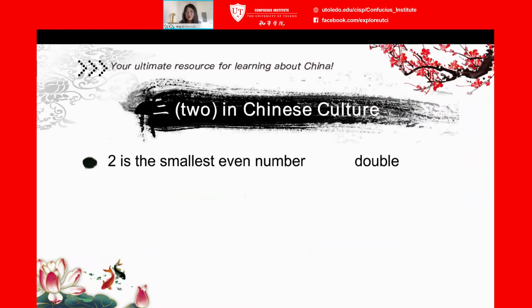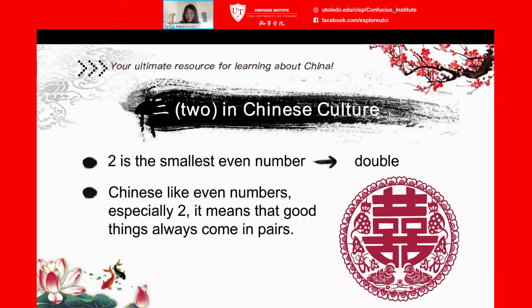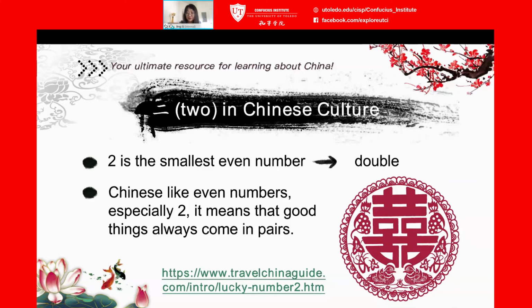In Chinese culture, number two is the smallest even number. Chinese like even numbers, especially two. It means that good things always come in pairs. For example, when people get married, this paper cutting is a Chinese favorite because it's a plurality of the Chinese character xi, which means happiness. If you are interested in this Chinese number, you can click this link.